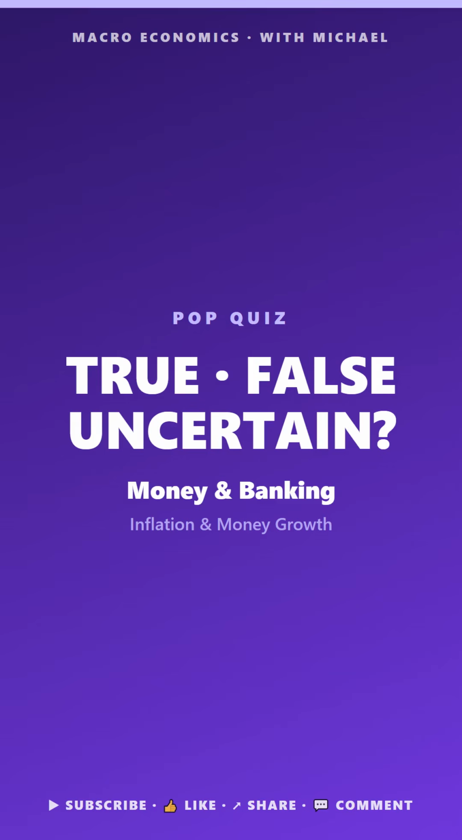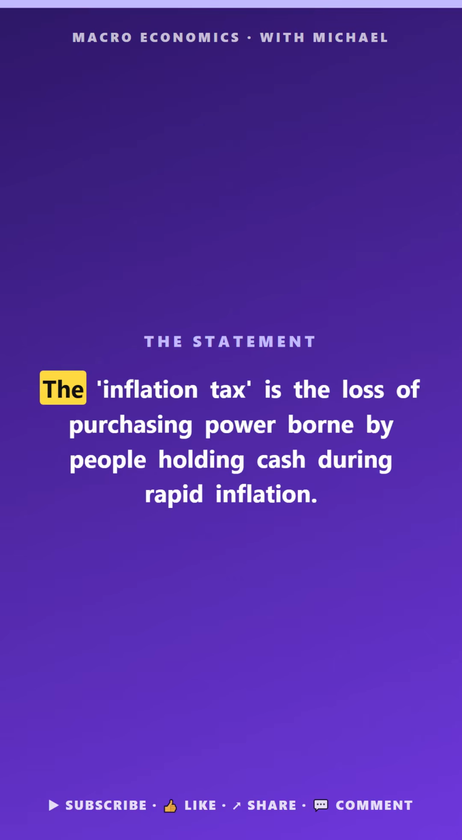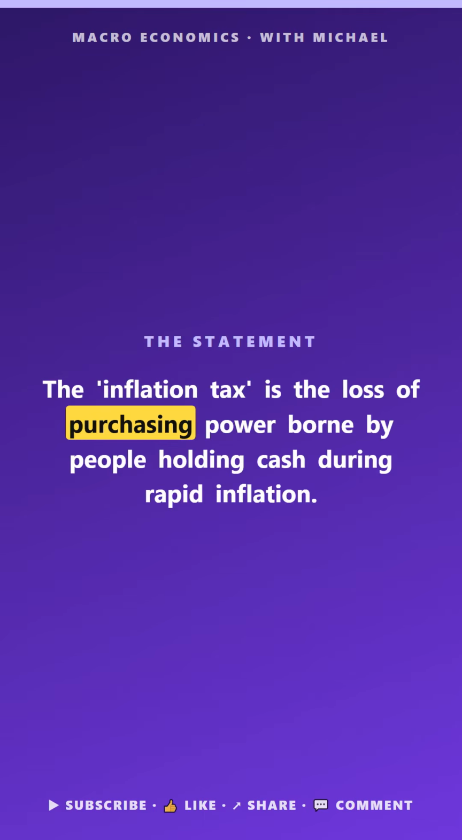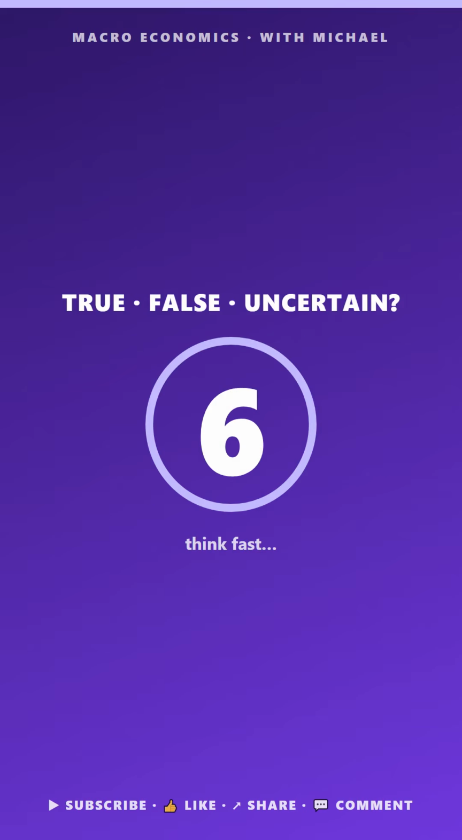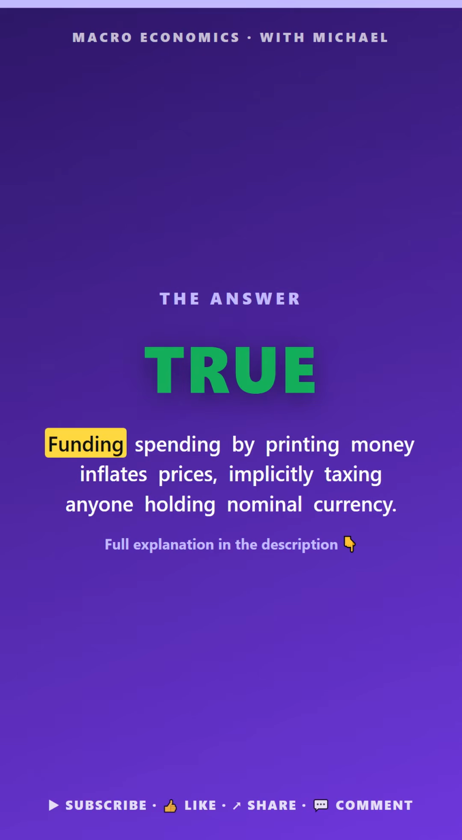Macro pop quiz. Money and banking. True, false, or uncertain. The inflation tax is the loss of purchasing power borne by people holding cash during rapid inflation. The answer is true. Funding spending by printing money inflates prices, implicitly taxing anyone holding cash.